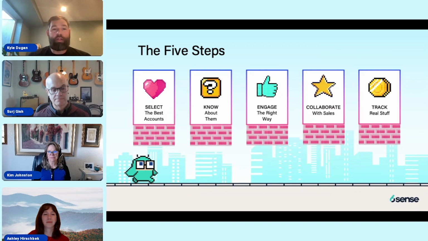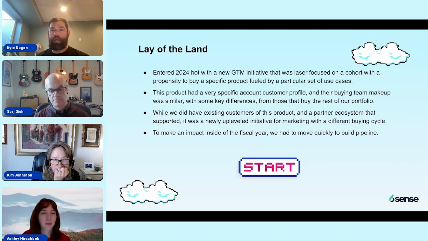It starts with selecting the best accounts. Then we want to know about them. Then we're going to engage the right way. We're going to collaborate with sales with these accounts. And then lastly, we're going to track real stuff. Just a brief intro, and then I will be covering a quick intro to the steps as we get started. And I will kick this back over to Kim for the lay of the land.